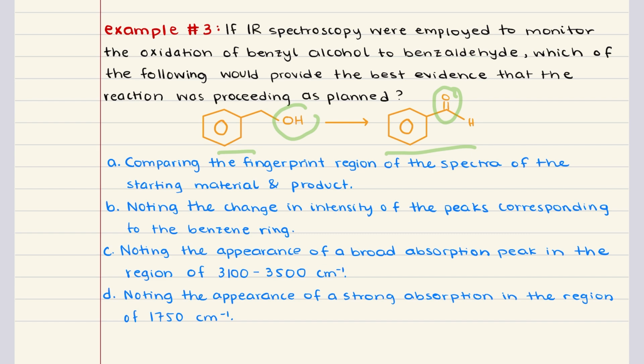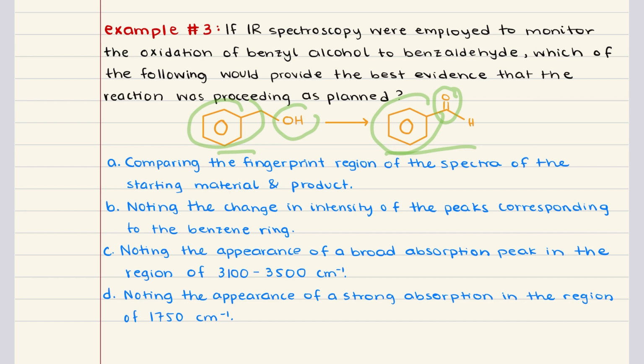B says, noting the change in intensity of the peaks corresponding to the benzene ring. This is not correct because the aromatic ring stays exactly the same in both the starting material and the product. So we don't expect much change there. This is not going to help us monitor the progress of the reaction.